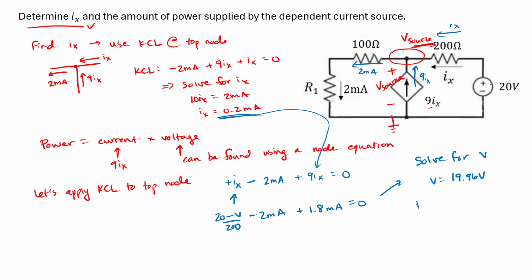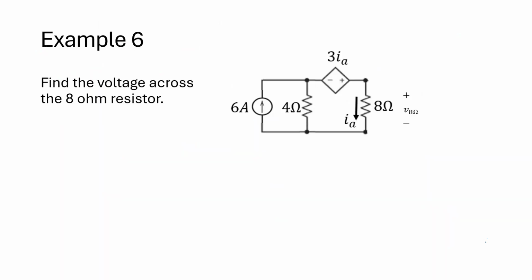And then we can do power. Power is current times voltage. So in this case, we get 9Ix times 19.96 volts. And we will end up, in this case, with about 35.93 milliwatts of power.